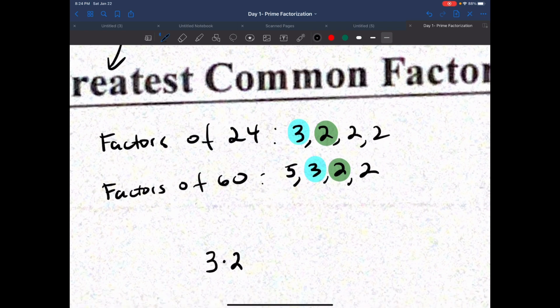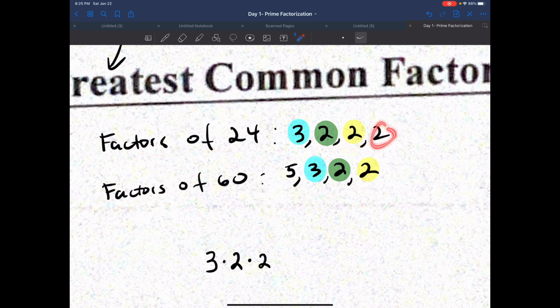And then lastly, what do we have? Well, I see that this here has a 2 and this here has a 2. So I'm going to go ahead and write another 2 down below. So yes, this here has a 3 and this here has a 3, and this here has at least a 2, and this here has 2 2s as well.